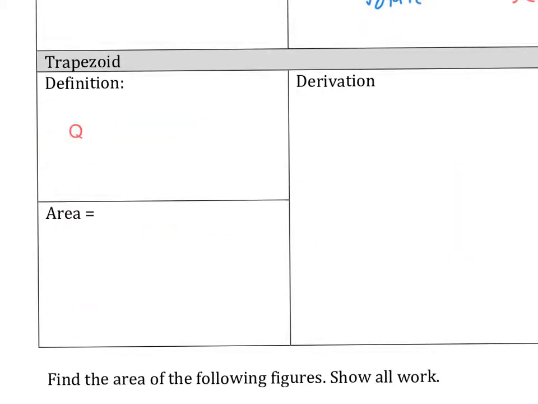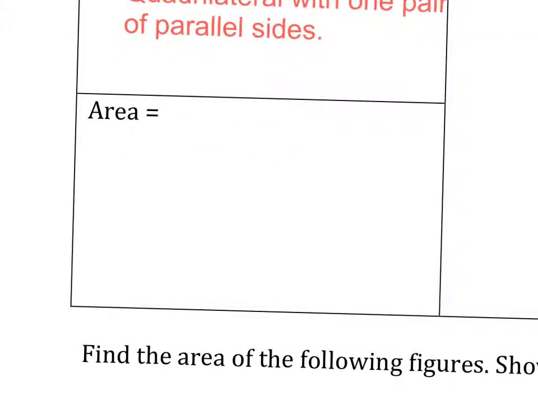Trapezoid is a quadrilateral with one pair of parallel sides. So when we're finding the area of a trapezoid, we say area is equal to 1/2 B1 plus B2 times the height.